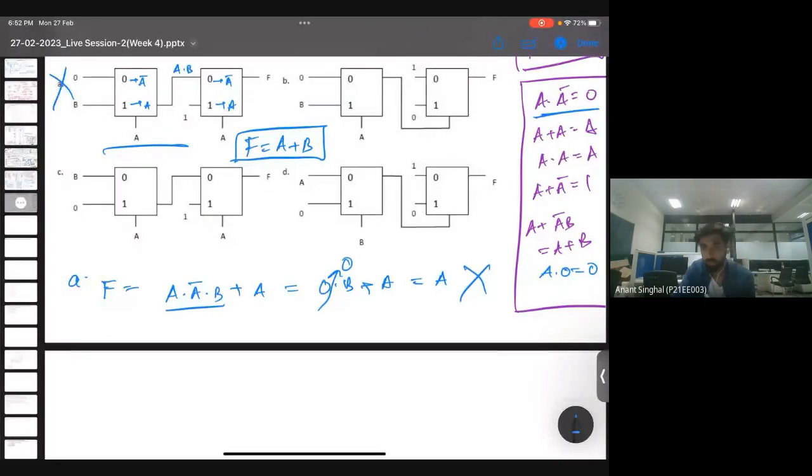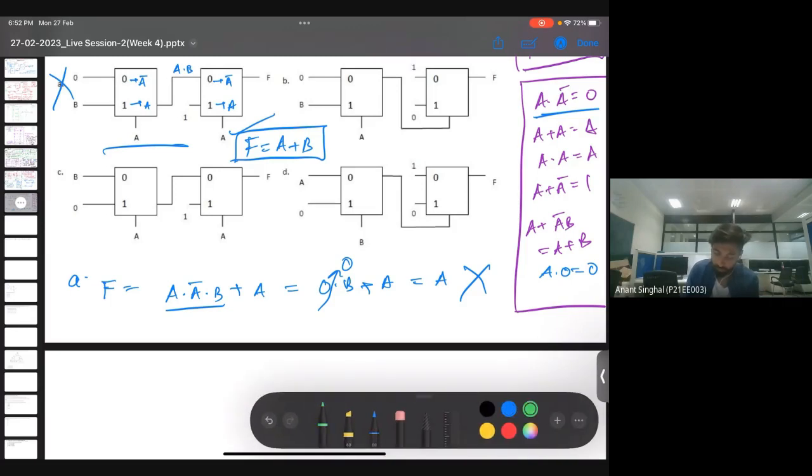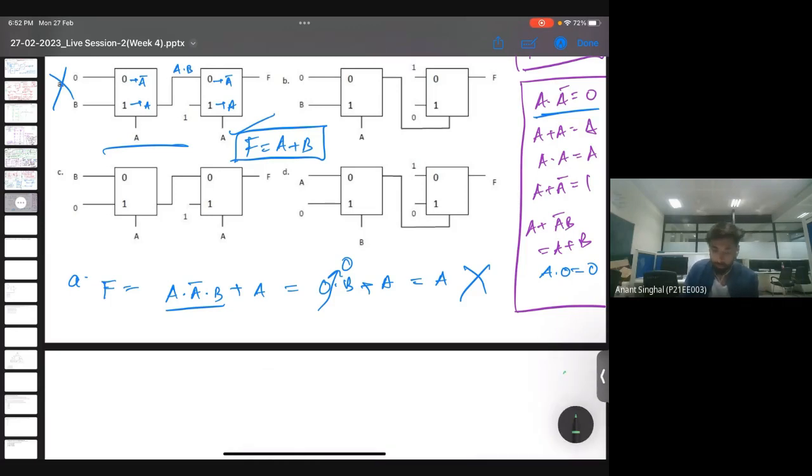So you can try to solve again for some other option. We need F as A plus B, which is a combination of OR gate. Let me try to solve with option B. So option B, maybe I can write here.